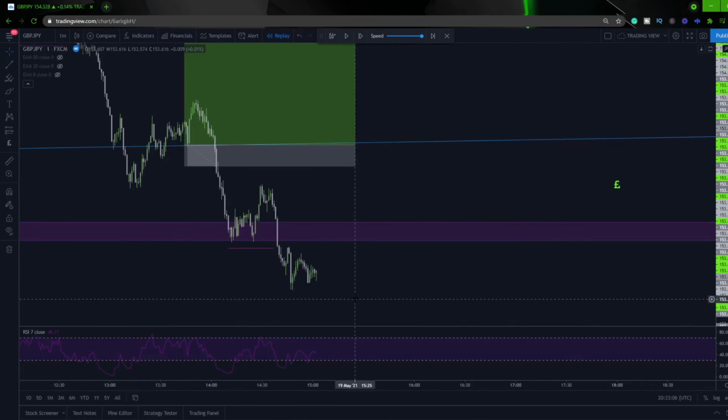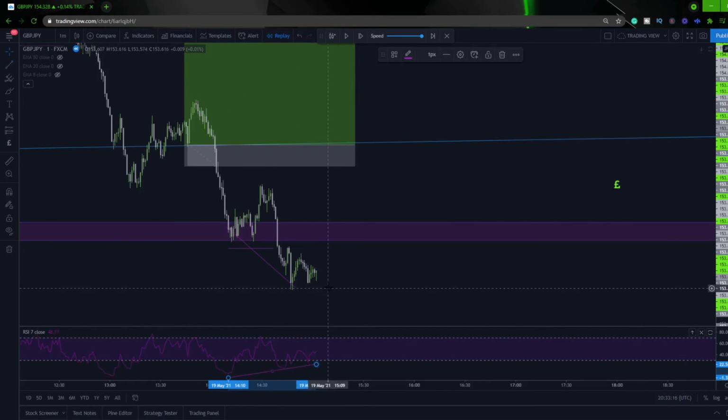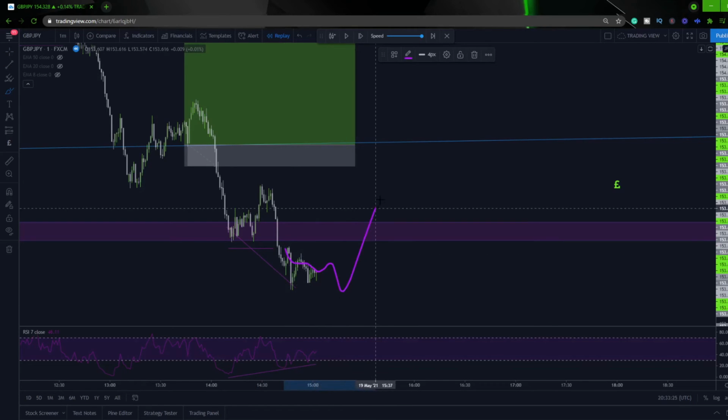So again, if we just bring on our RSI, you can see that we're getting lower lows on price action, higher lows on the RSI, indicating that we're likely to see some sort of bullish rotation. Now, obviously, we want to see some sort of manipulation of this level, which we may have already seen there, looking for higher prices.